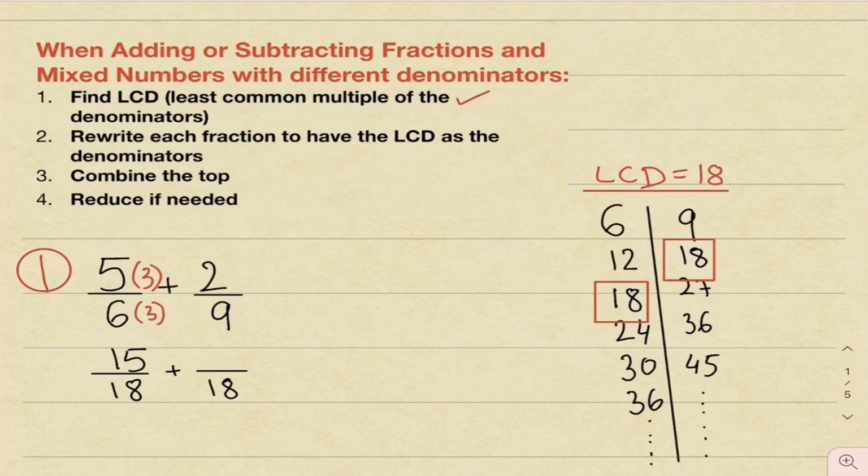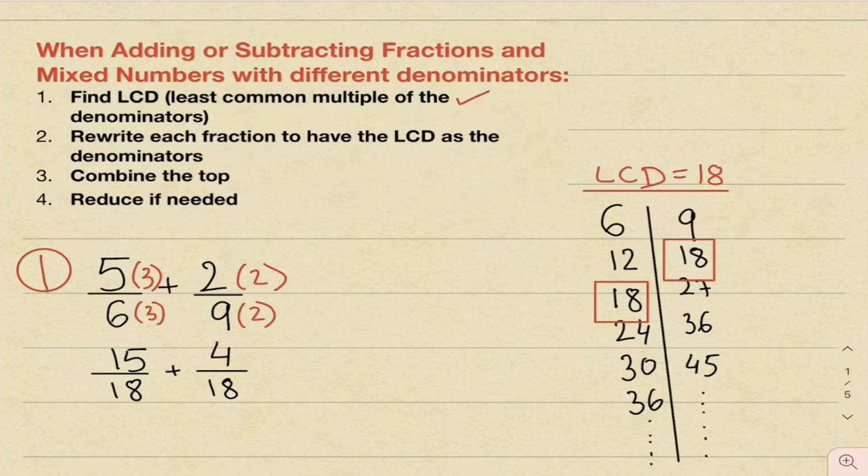The same thing with 2 over 9. How do we make this 9 into 18? We have to multiply it by a number. If we don't know that number, we go back to the list and we start counting down from 9 up to the LCD. 1, 2. So to make 9 into 18, we have to multiply it by 2. And if we multiply the 9 by 2, we have to multiply the top by 2 as well. So 9 times 2 is 18. 2 times 2 is 4.